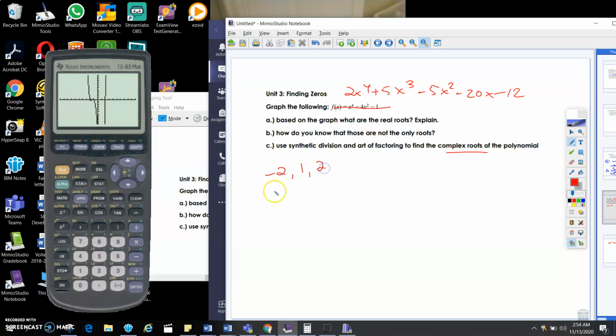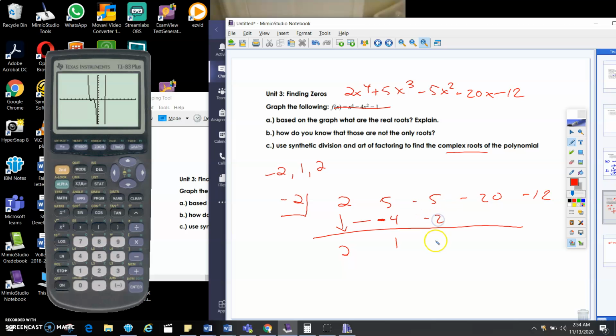So these are our real solutions. So we're going to take -2, and we're going to perform synthetic division. Remember, I'm writing out my coefficients. Bring down that first term, multiply, add, multiply, add, multiply, add, multiply, graph. If it's a solution, then it's going to be 0 at the end.